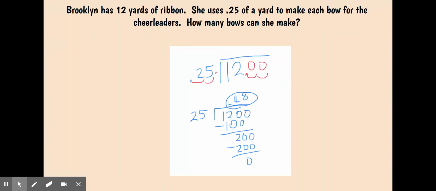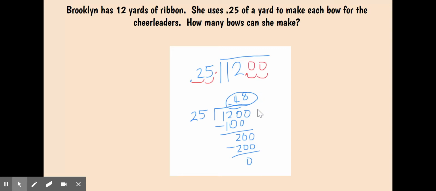In our next example, Brooklyn has 12 yards of ribbon. She uses 25 hundredths, or a quarter of a yard, to make each bow for the cheerleaders. So how many bows can she make? In our divisor, we've got 2 decimal places, so we have to move our decimal to the right twice, which really means I'm multiplying by 100. I have to do the same thing in the dividend, but it's got a whole number. So I add that decimal and put a couple of zeros in there.